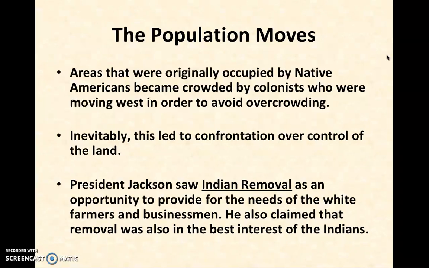So President Jackson did this thing that we now know as the Indian Removal Act. He saw it as an opportunity to provide for the needs of the white farmers and businessmen. He also claimed that removal was in the best interest of the Indians.